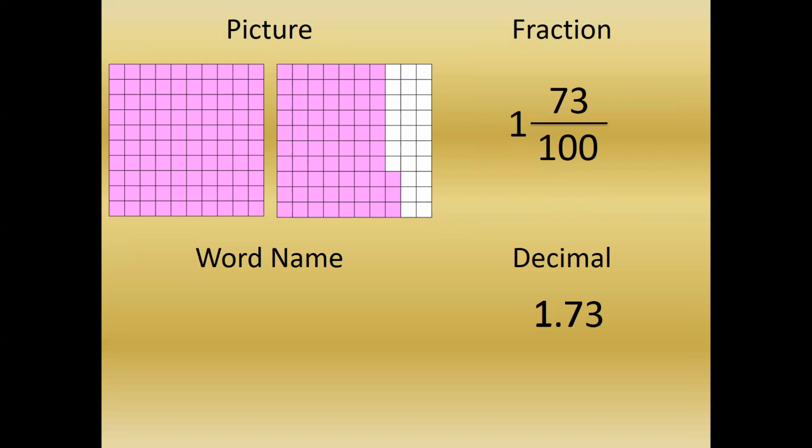And our word name would be 1 and 73 hundredths. Because it's over 100, so it's out of hundredths. So 1 and 73 hundredths.